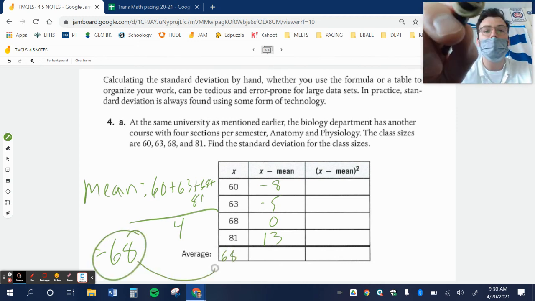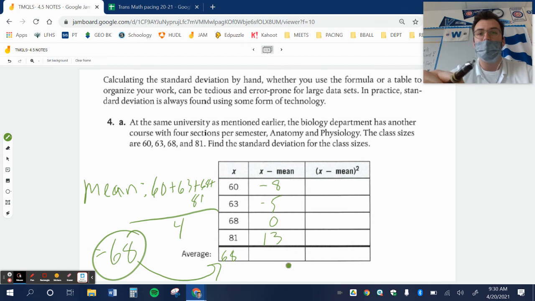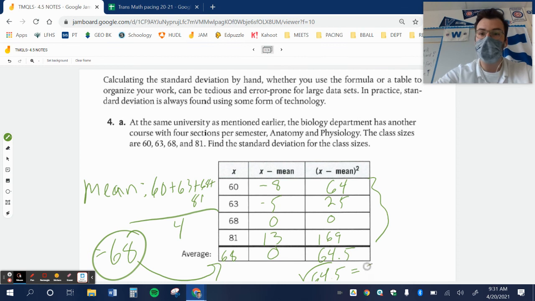That's our mean. We want to take the average of these numbers as well. Then I'm going to square every single one of these. After squaring all of these numbers, I want to find the average and put it down here. So add these 4 numbers up and divide by 4. That step, square root of 64.5, is 8.03 students. All right, we're going to stop there and then we'll pick it up.